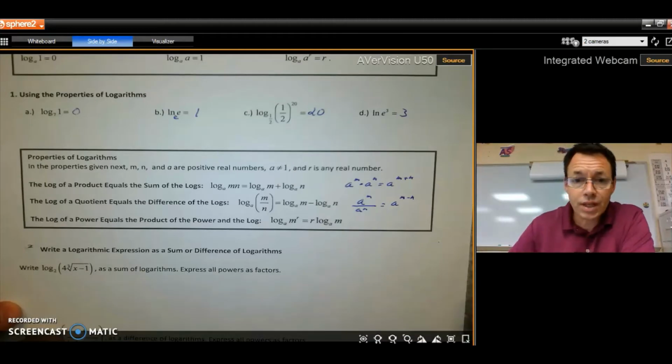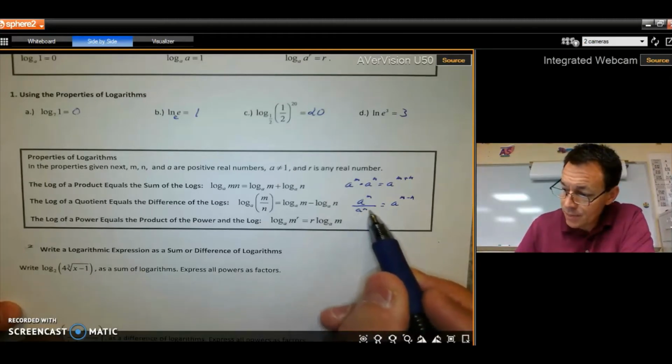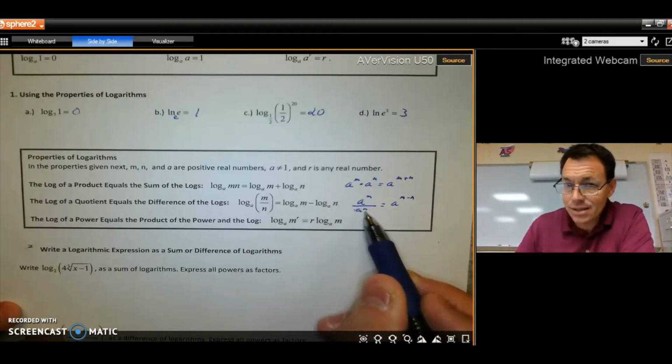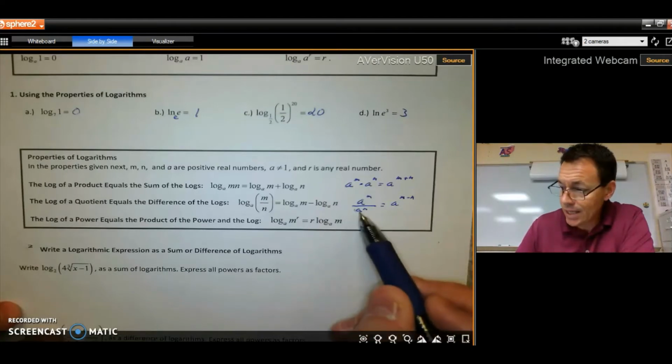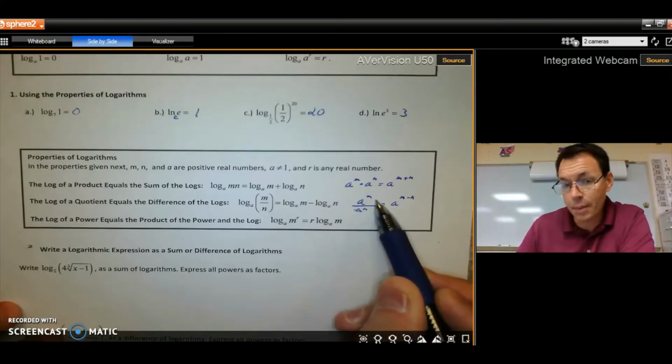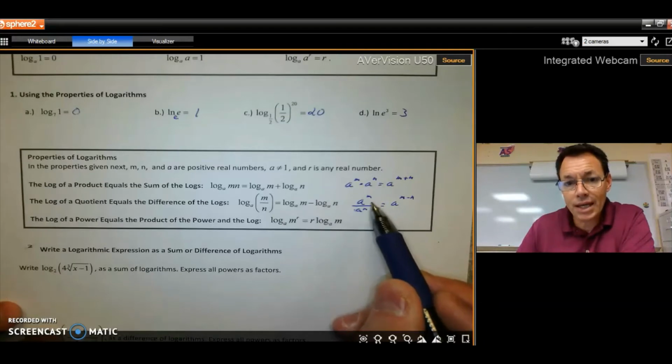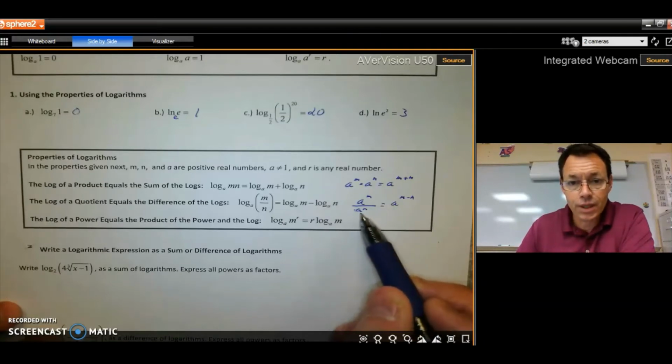You can also think of it as, remember, if you have something in a denominator, that's like a negative exponent. If I take this a to the n power and move it up to the numerator, it would become a to the negative n power. So anything in the denominator is like a negative exponent.